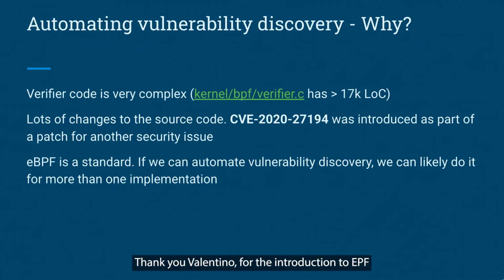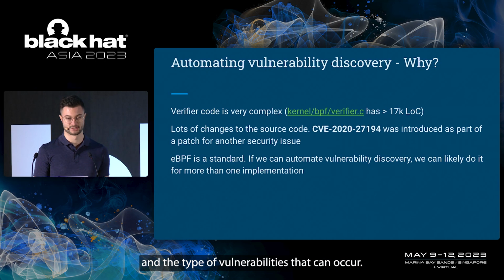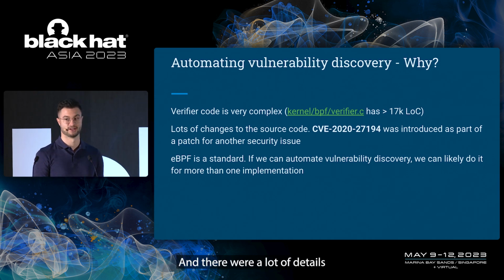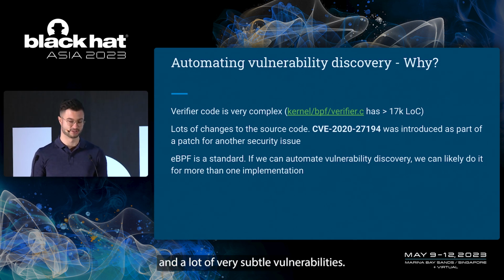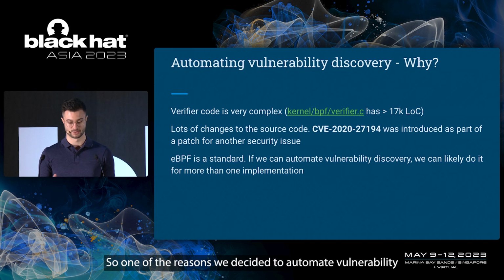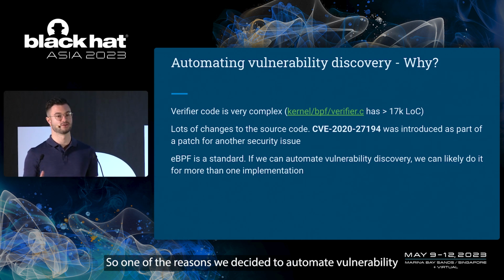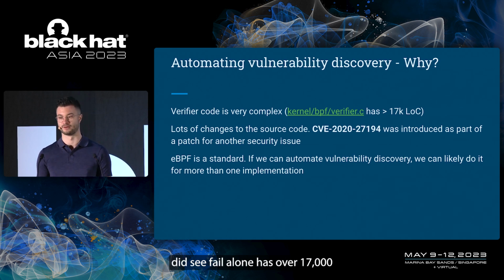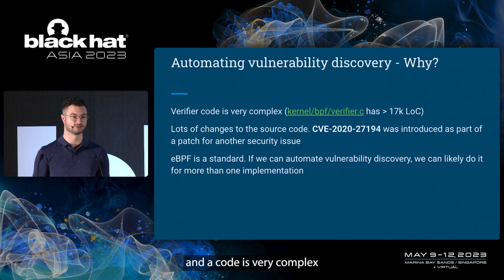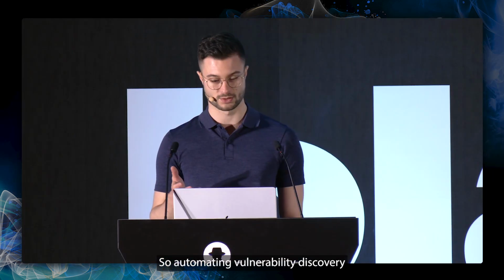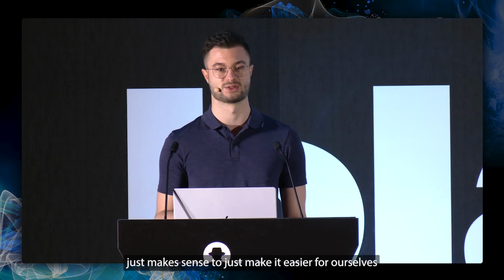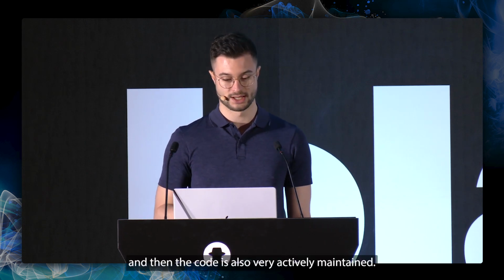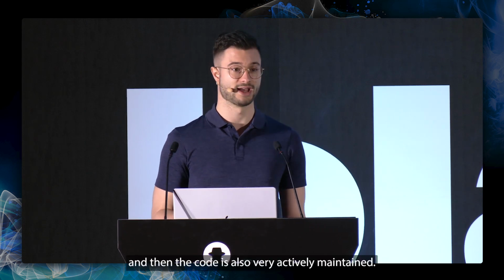Okay, thank you, Valentina, for the introduction to eBPF and the type of vulnerabilities that can occur. There were a lot of details and a lot of very subtle vulnerabilities. So one of the reasons we decided to automate vulnerability discovery is that at the time of making the slides, the verifier.c file alone has over 17,000 lines of code. And the code is very complex and complicated and it's difficult to read. So automating vulnerability discovery just makes sense to make it easier for ourselves. And then the code is also very actively maintained.